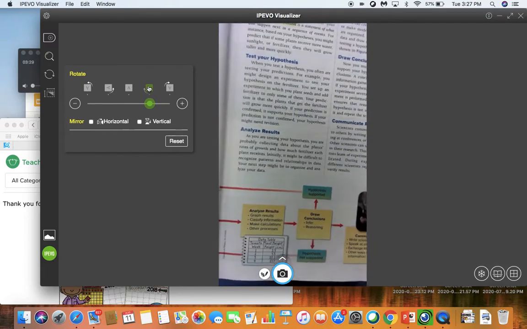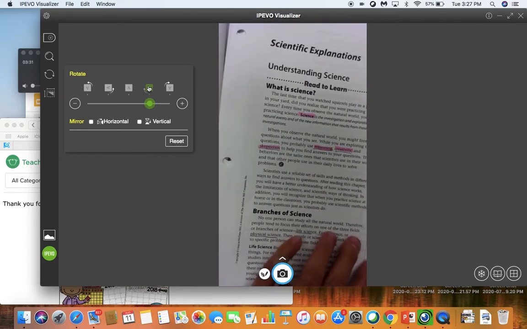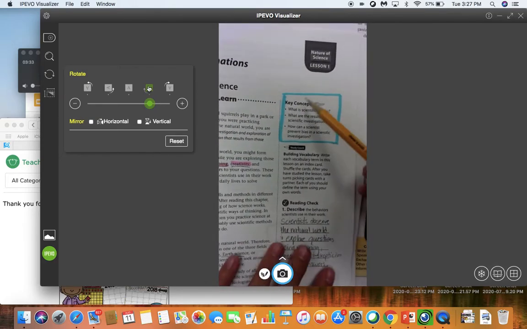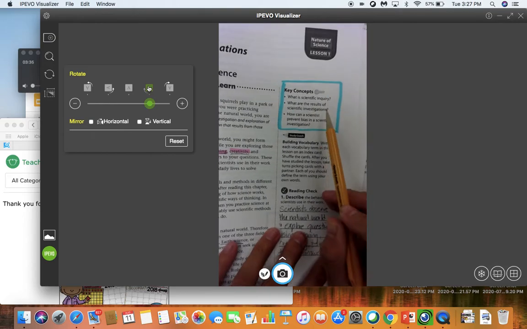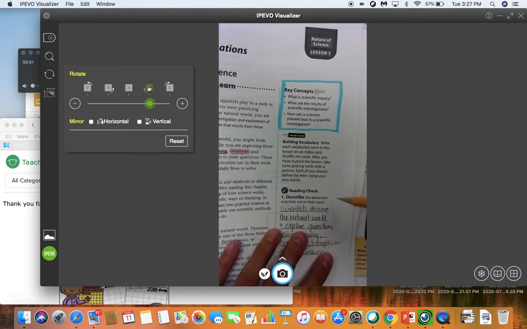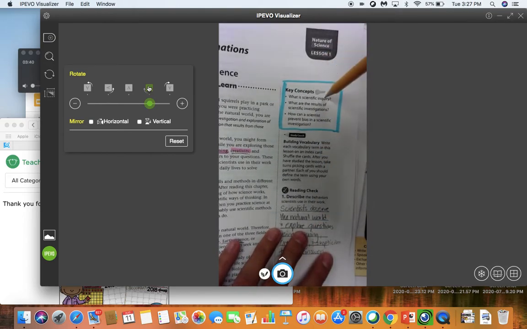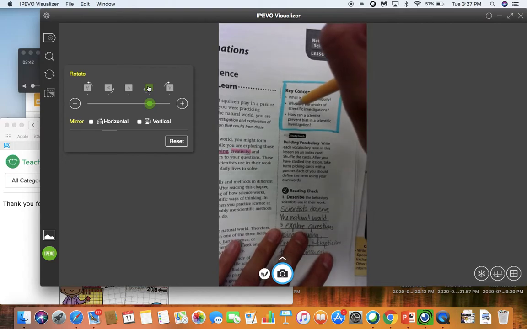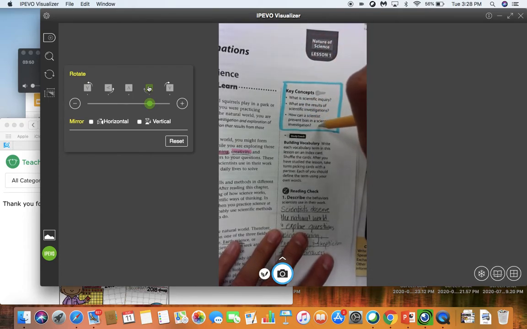So before we move on, the key concepts we want to remember from lesson 1, that we want to make sure we walk away knowing. What is scientific inquiry? What are the results of scientific investigations? How can scientists prevent bias in a scientific investigation? We need to be able to answer these 3 questions by the end of the lesson.